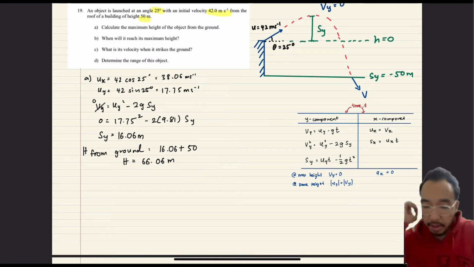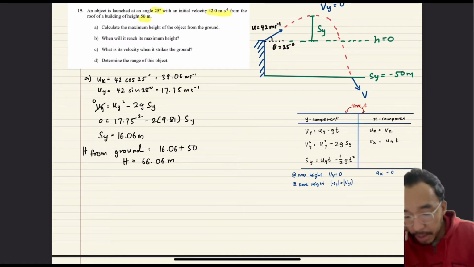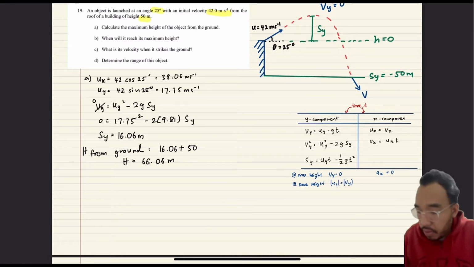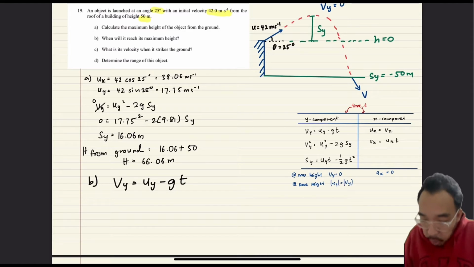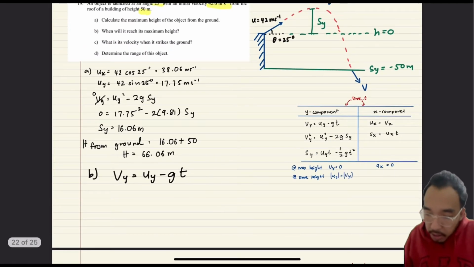Put it over there. Okay, B, when will it reach its maximum height? Okay, now they ask you to find the time. So now you have to use either this one or that one. Okay, you don't know the height, so you can use this one if you want to, but again I'm going to choose the easiest one because this one doesn't have any square in the t. So for me personally, it might be easier to calculate. Vy equals to Uy minus gt.